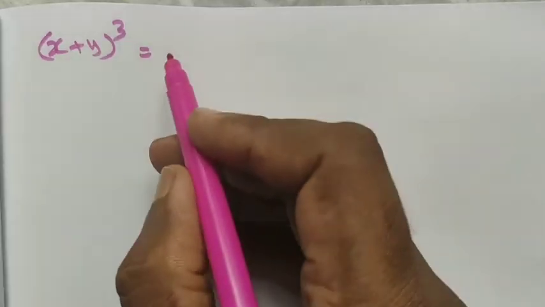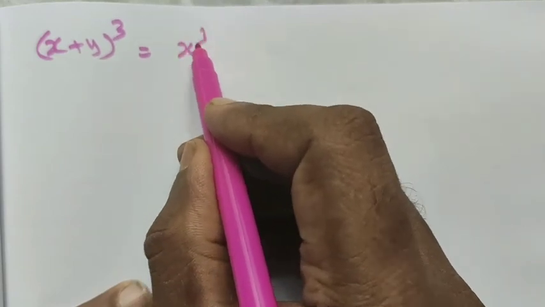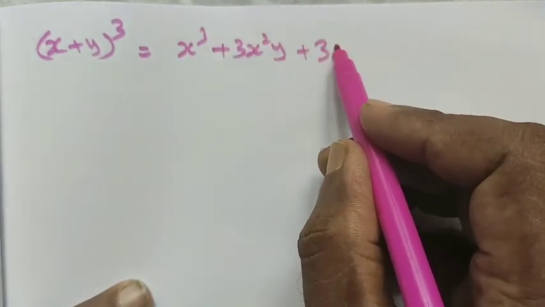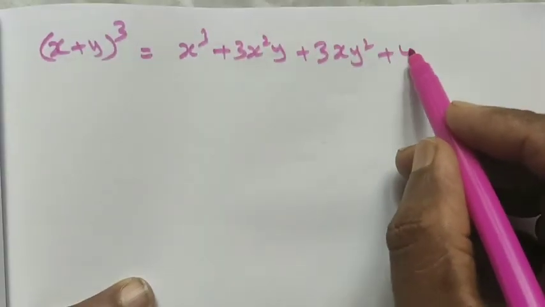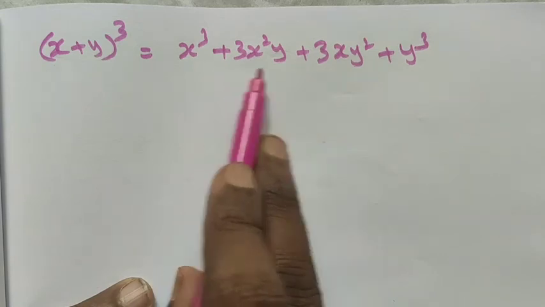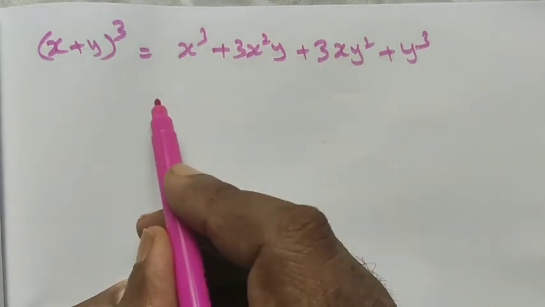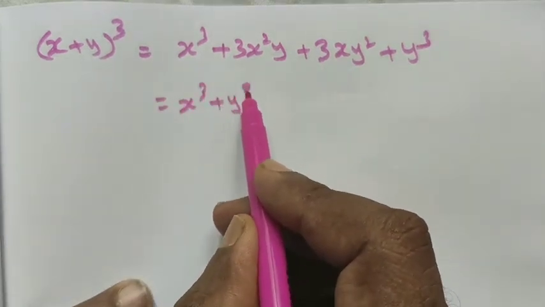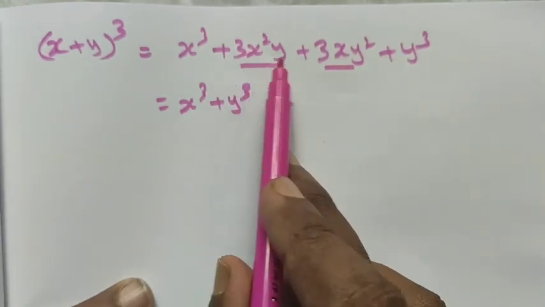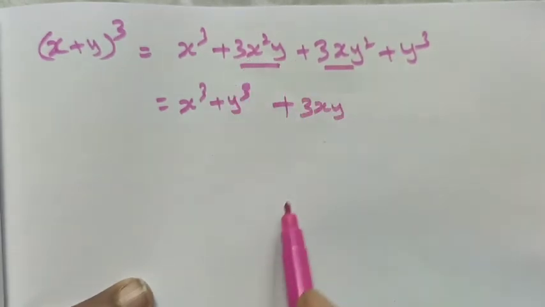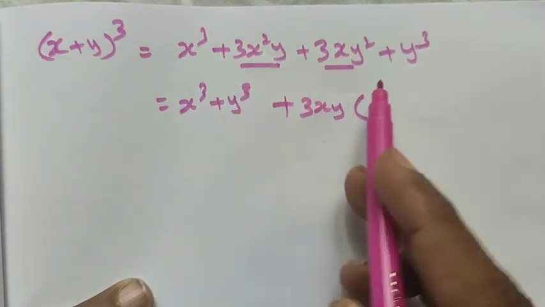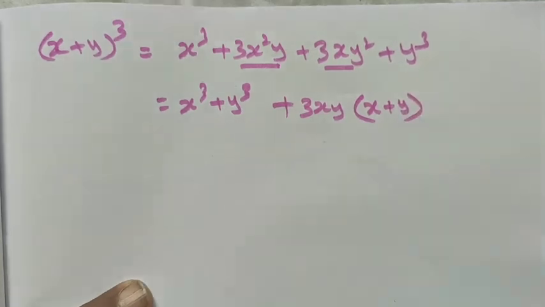So the (x plus y) whole cube formula is x cube plus 3x square y plus 3xy square plus y cube. This is the form, or otherwise this can be written by taking common terms, that is x cube plus y cube plus, in these two terms we have 3xy as the common term. If I take 3xy commonly, here we have additionally 1x, here we have additionally 1y, that is x plus y.